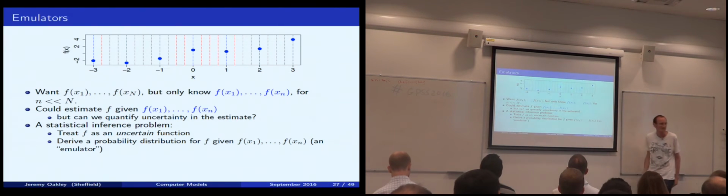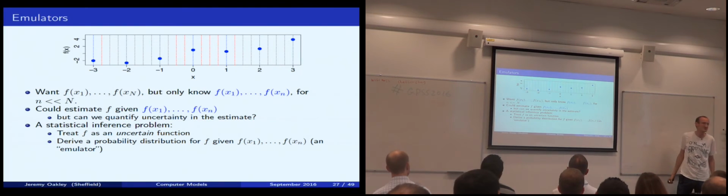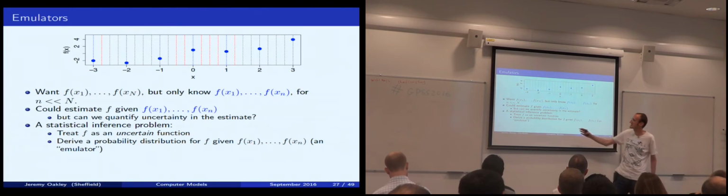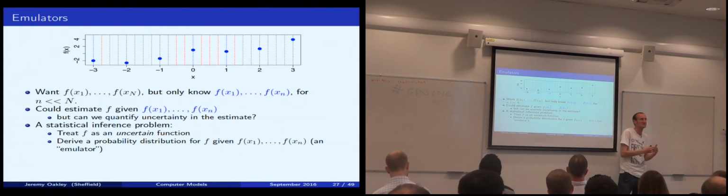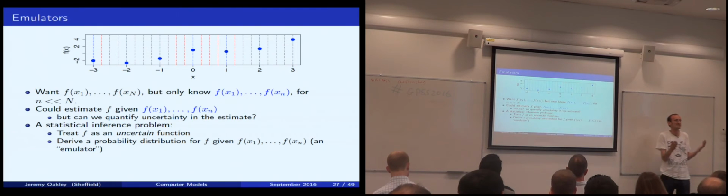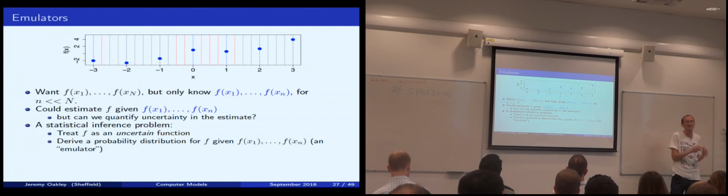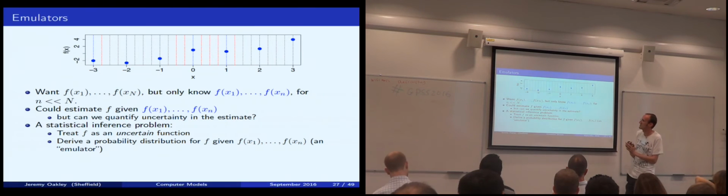Okay, so people use the word emulator in slightly different ways. When we talk about an emulator, we mean specifically a probability distribution for a function. So an emulator is a distribution for a function. Some people use emulator to refer to an approximation of the function, but we go a bit more general than that.